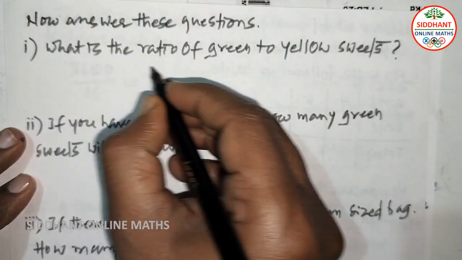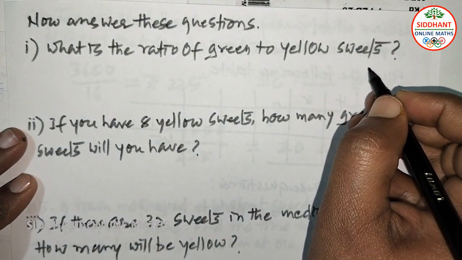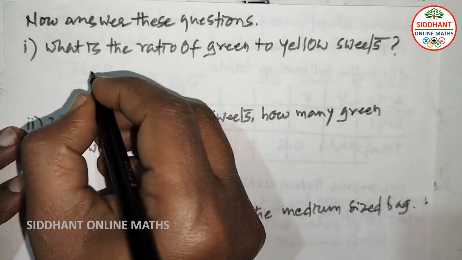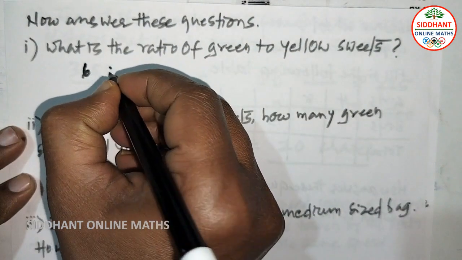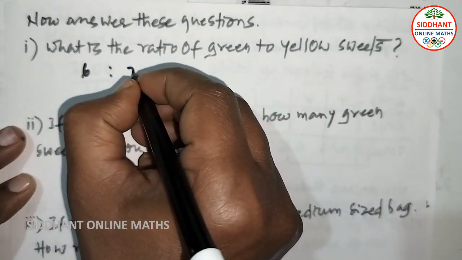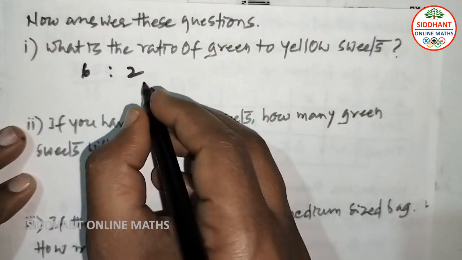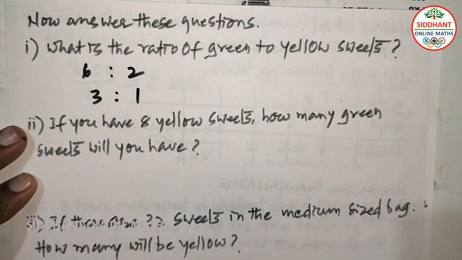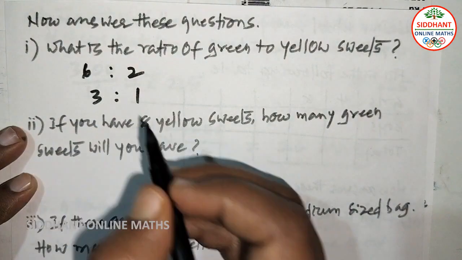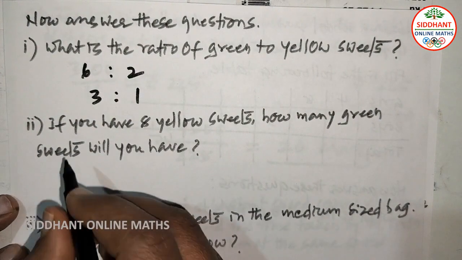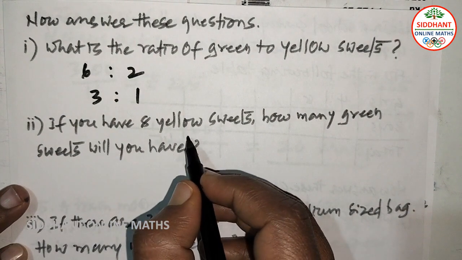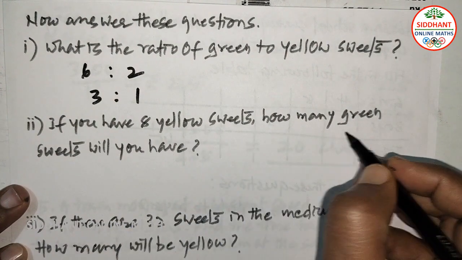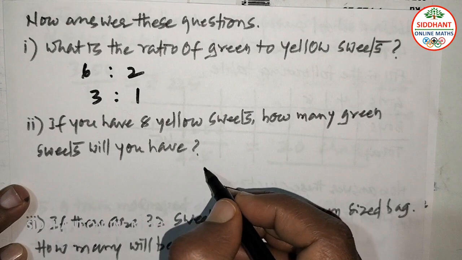First question, what is the ratio of green to yellow sweets? So green sweets are 6 here and yellow sweets are 2 here. When you simplify, that will be 3:1. The ratio is 3:1.